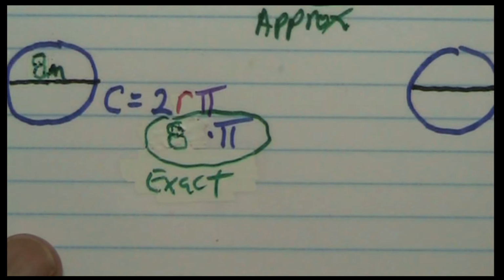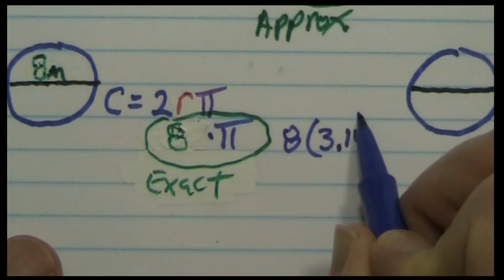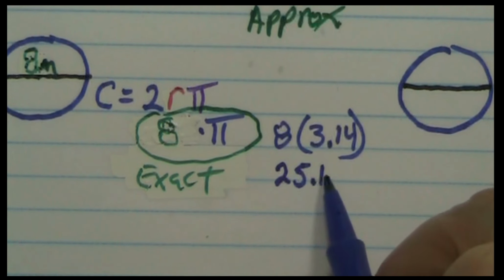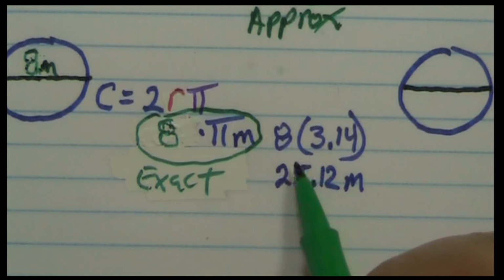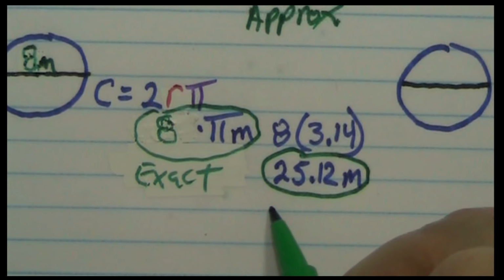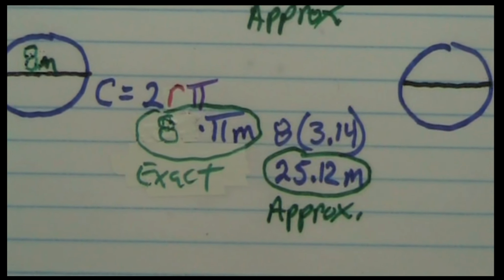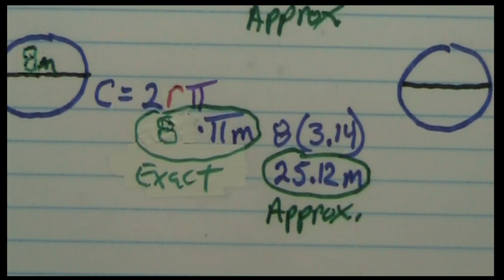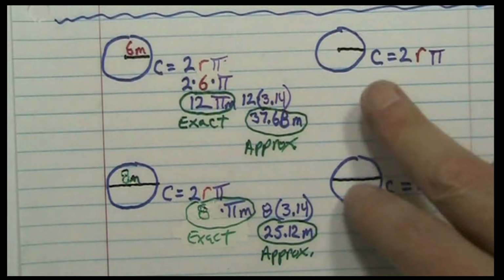What if we didn't do the exact answer? Then we would have 8 times 3.14. Use a calculator. 8 times 3.14 is 25.12 meters. I forgot to put meters for this one. So this is not the exact answer, it's approximate, to the nearest hundredths. Okay, so now that you've seen these 2 problems, I'm going to have you do these 2 on the side, just like those, just with different numbers.